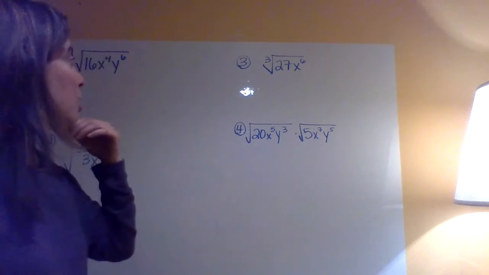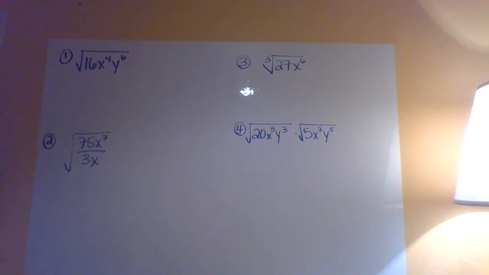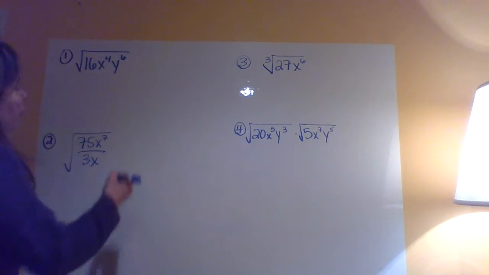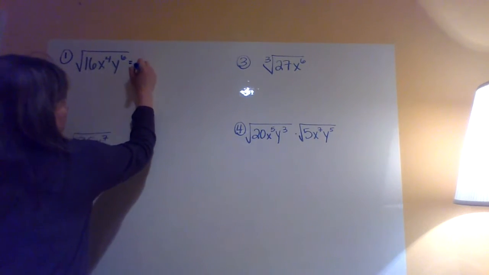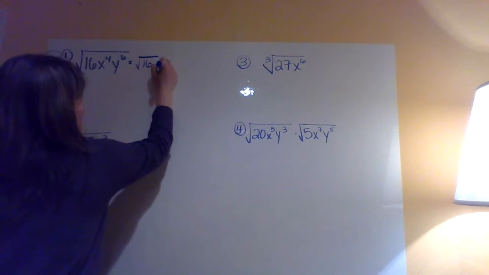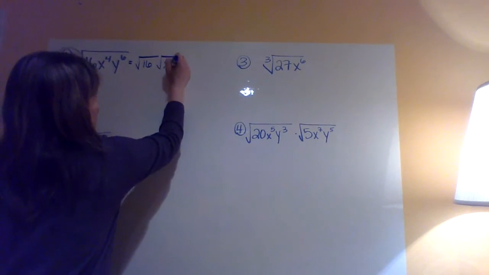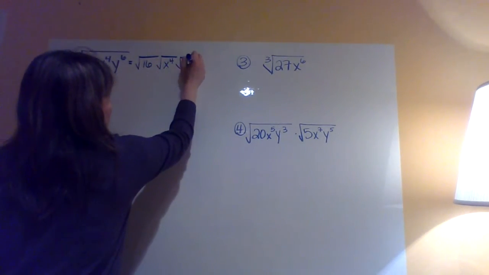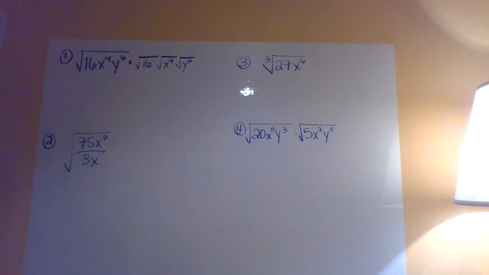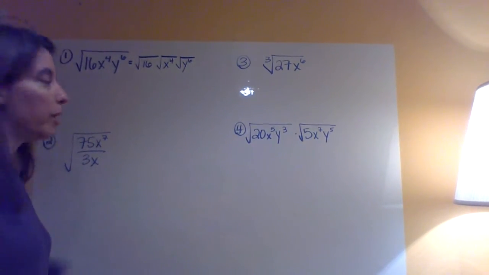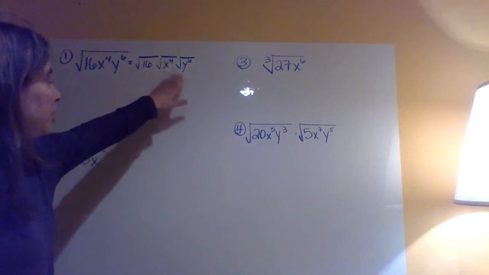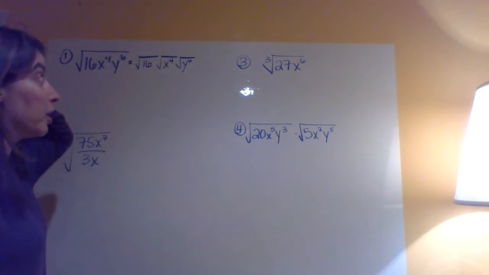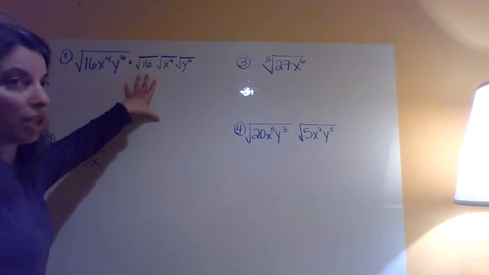So if we look at number 1, it's square root of 16 x to the 4th y to the 6th. So what I always like to do, and you do not have to do this, but I always think it makes more sense to me to split this up. And we can do this using that quotient rule, right? So if these are being multiplied under here, I can split them up as long as they each still have a square root. I like to do this just to look at each part separately.